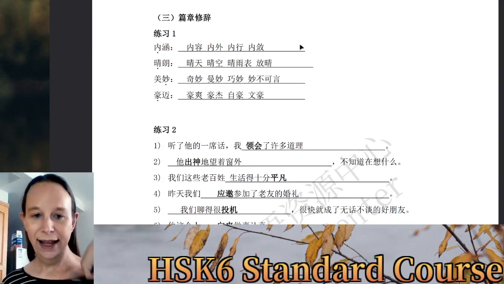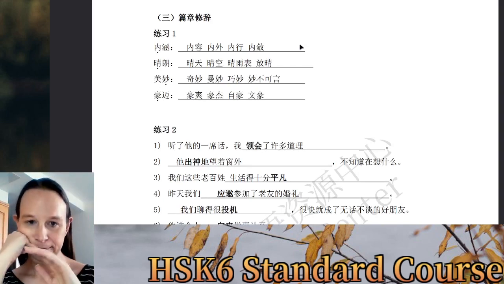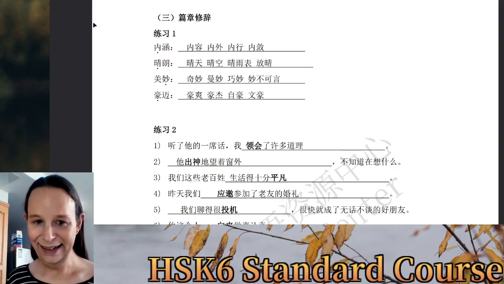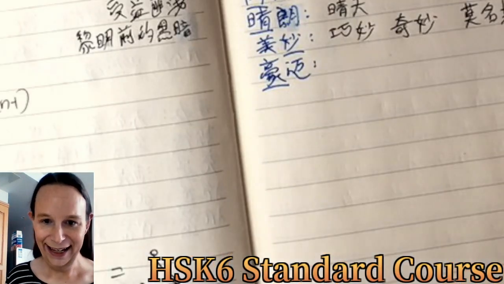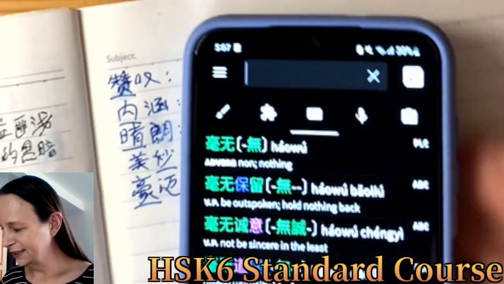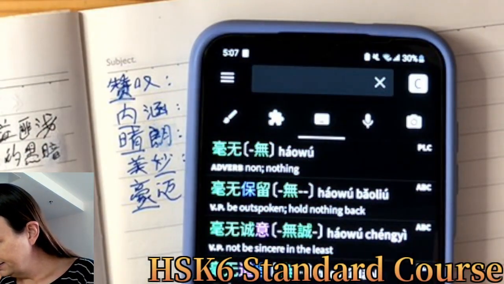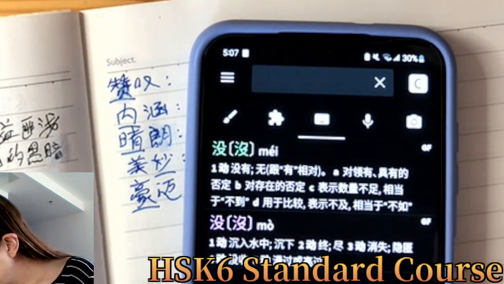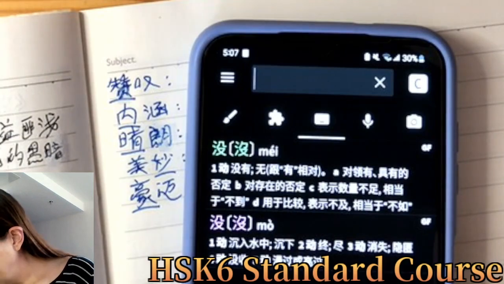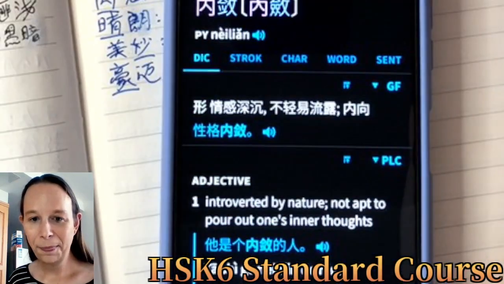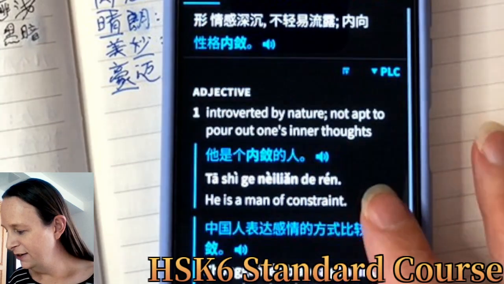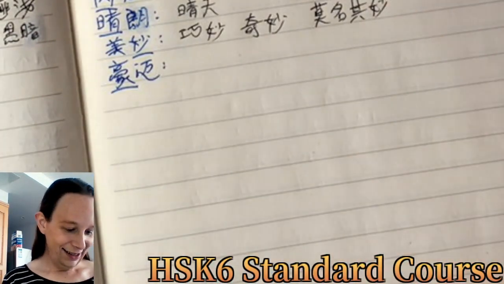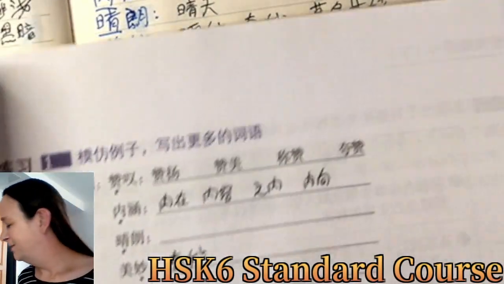内容, 内外, 内行, 内解, no, 内敛. Yeah, I studied this character. 内敛. Introverted by nature and not apt. Yeah. 内敛. That character is pretty hard for me.